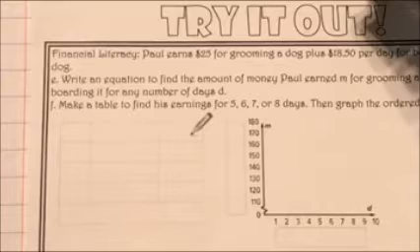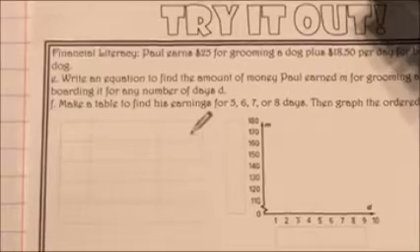All right, so now that you've tried the try it problem on your own, let's go over the answers together. So it says financial literacy. Paul earns $25 for grooming a dog plus $18.50 per day for boarding the same dog. I want to write an equation to find the amount of money Paul earned, M, for grooming a dog once and boarding it for any number of days, D. Okay. So this is for letter E.